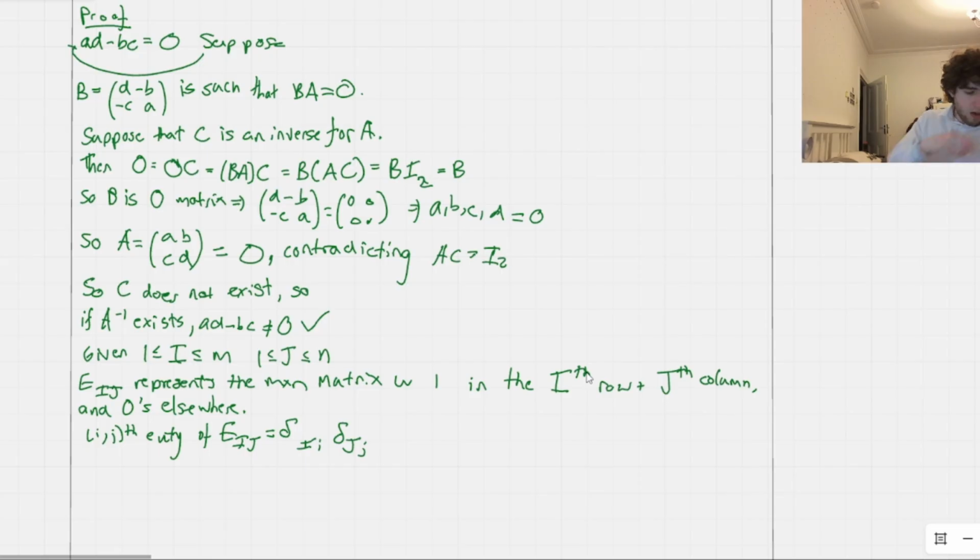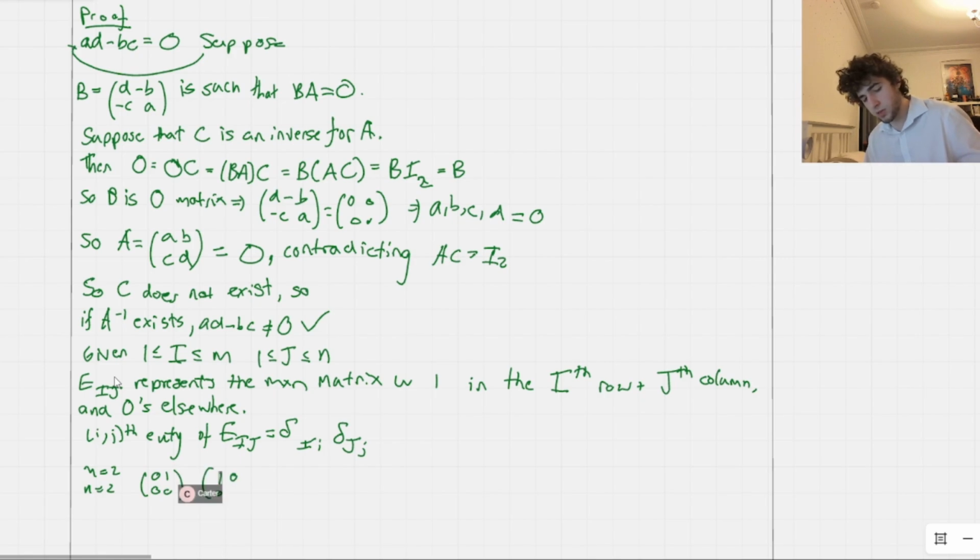Okay. So if we vary capital I and capital J between 1 and lowercase m and 1 and lowercase n, imagine all possible capital E subscript capital I capital J for a given m and n, so all possibilities of this matrix. For example, if m was equal to 2 and n was equal to 2, then all possibilities would be 0, 1, 0, 0, 1, 0, 0, 0, 0, 0, 1, 0, and 0, 0, 0, 1.